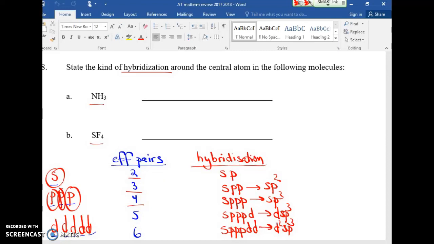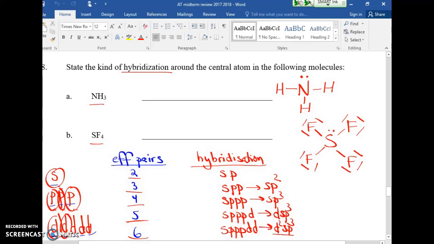Now I've run out of s's and p's, so if I want more, I have to go dig down deep into the D sublevel. So I took an S, a P, a P, a P, and a D. That's 5 effective pairs, and that means dsp3. And finally, if I want 6 effective pairs, I need an S, a P, a P, a P, a D, and another D. That gives me a total of 6 effective pairs, which we formally write as d2sp3.